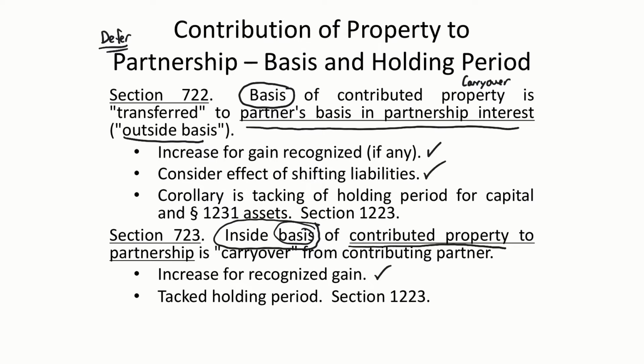To the partner. Now, what about tacking? Because if the partner sells his or her interest later on, you're going to see the general rule is almost always going to be capital gain, capital loss. There might be some ordinary, but capital gain, capital loss. Long term versus short term depends on the holding period. So the holding period is just like corporations. You get to tack on the holding period if you have a capital asset or a 1231 asset contributed.